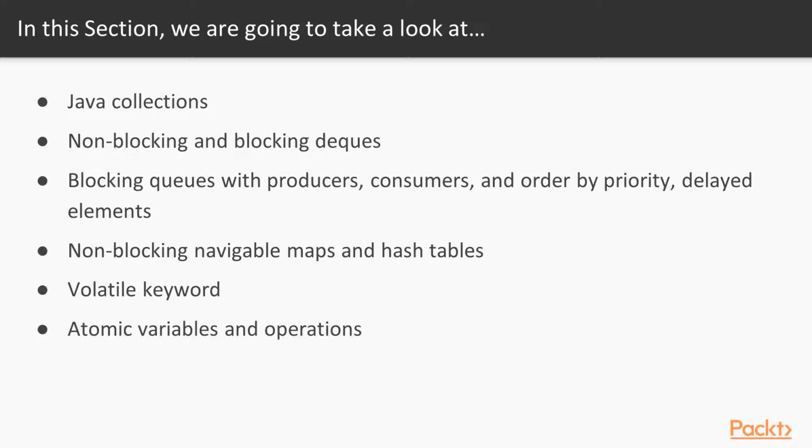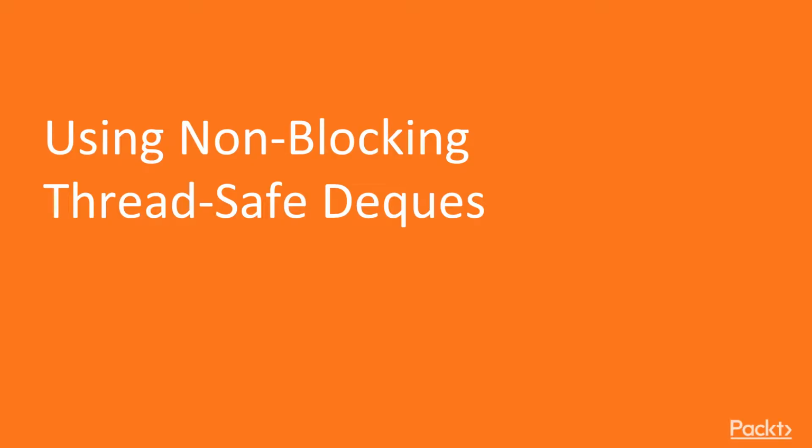We will also look at blocking queues with delayed elements, non-blocking navigable maps, and non-blocking hash tables. We will learn about variables stored in fields marked with the volatile keyword, atomic variables, and atomic operations on the fields of individual classes.